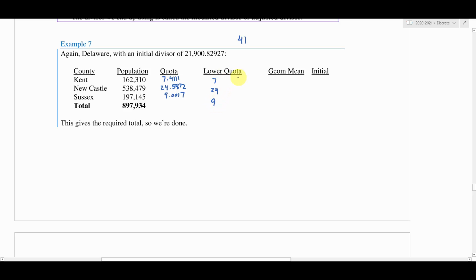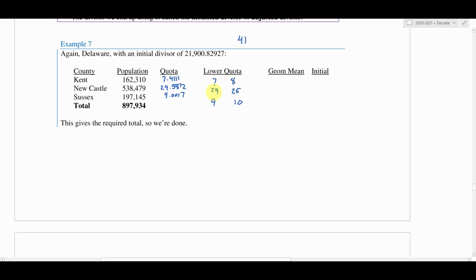And then right next to the lower quota, I'm going to write what I call an upper quota. It's just the next number up. So if I have a 7 here, I'm going to write an 8. If I have a 24, I'm going to write a 25. And if I have a 9, I'm going to write a 10. You'll see why in just a minute.